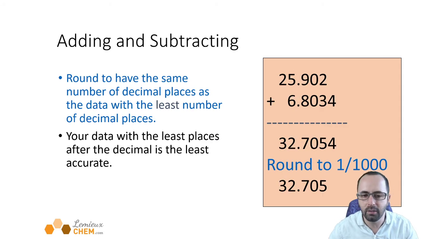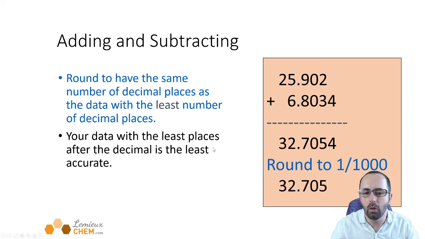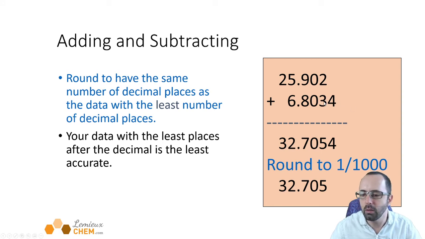Now, if you're adding and subtracting, you want to do things very, very differently. What matters when you're adding and subtracting is the place value of the numbers, not how many significant figures there are, but what is the place value of the last significant figure. So what we want to do is line our numbers up like we're in grade school. So you see it right here. We line our numbers up. We line the decimal points up. If we're adding 25.902 to 6.8034, we line them up. And then we punch them into our calculator. And when we punch them into our calculator, it tells us 32.7054.